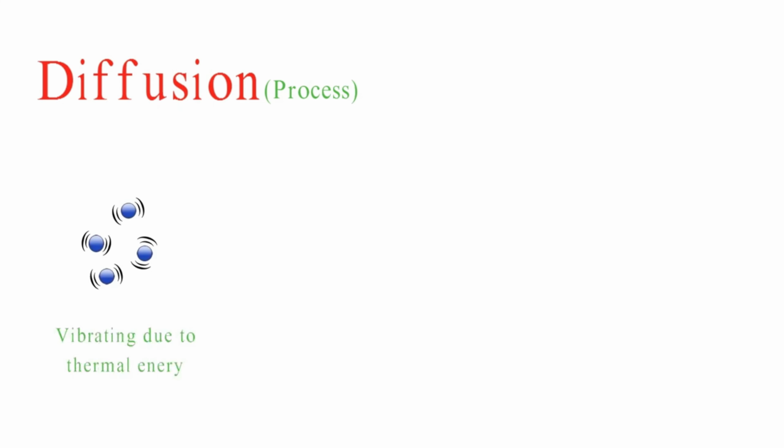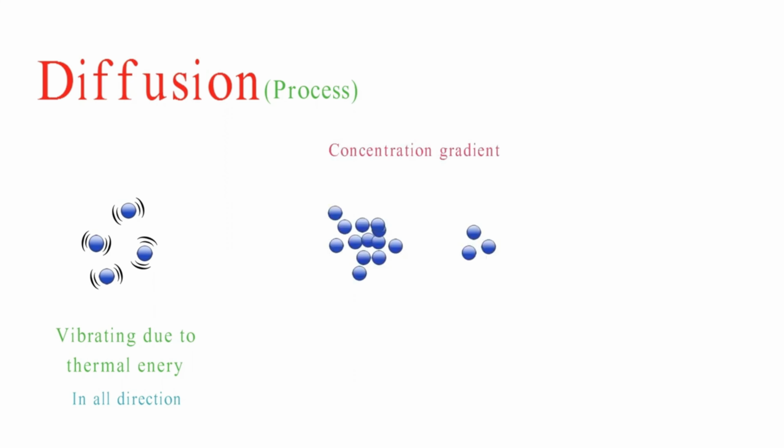Here's how diffusion happens. At the microscopic level, particles are constantly in motion due to their thermal energy. This motion is random, and particles move in all directions. Diffusion occurs when there is a concentration gradient, which means that there is a difference in the concentration of particles between two regions.